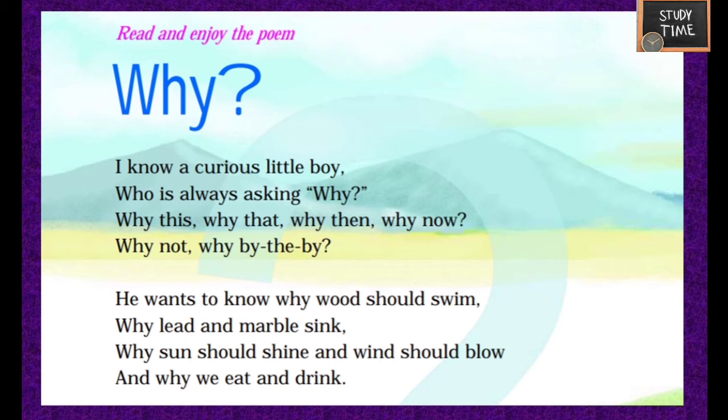Next, in the second stanza, he wants to know why wood should swim, why lead and marble sink, why sun should shine and wind should blow, and why we eat and drink. In this stanza, the poet further describes the queries of the little boy. He asks why wood swims in water, while lead and marble sink in it. He also asks why the sun should shine and wind should blow, and why we eat and drink. The reason behind the sinking of lead and marble is that those objects are heavy. That's why they sink.